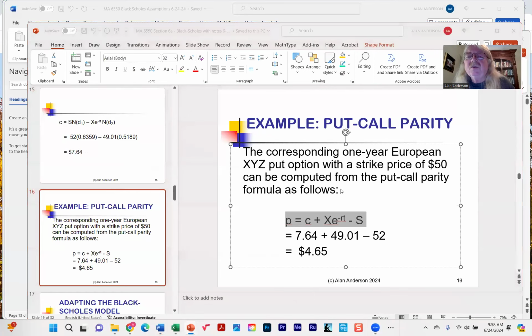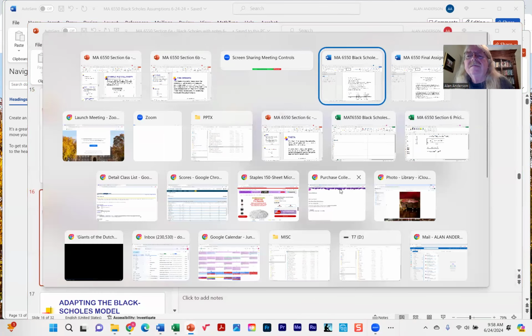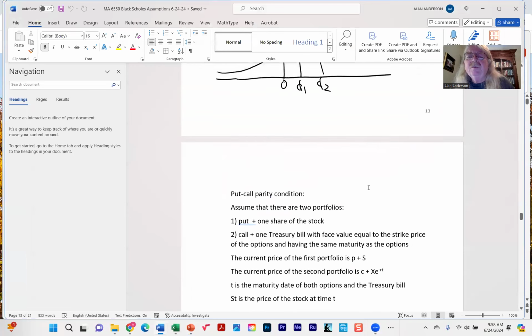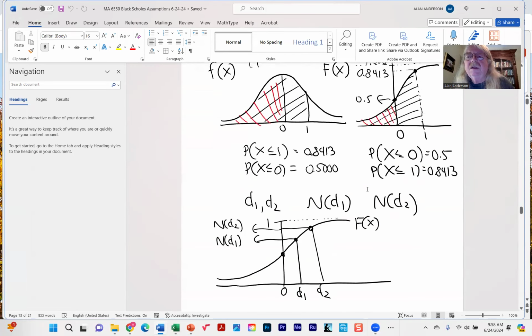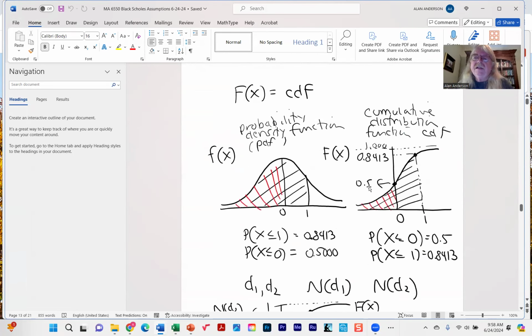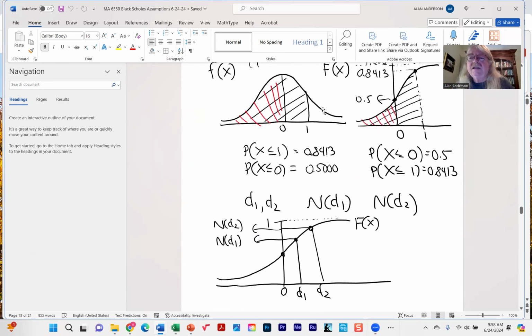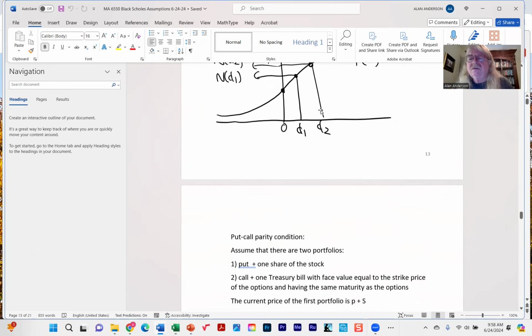Now, I did mention last time, the logic behind what we're about to do is this. If we have a situation where we have two portfolios and we're guaranteed that they will both have the same value at some point in the future, then their prices must be equal today in order to avoid an arbitrage.